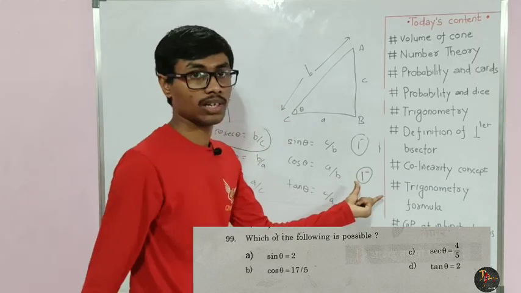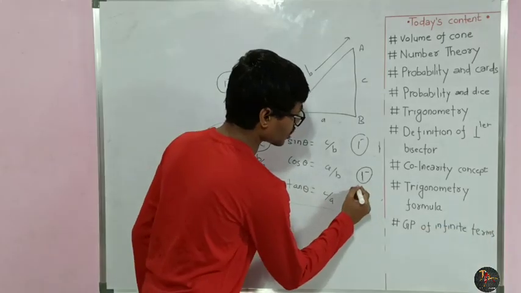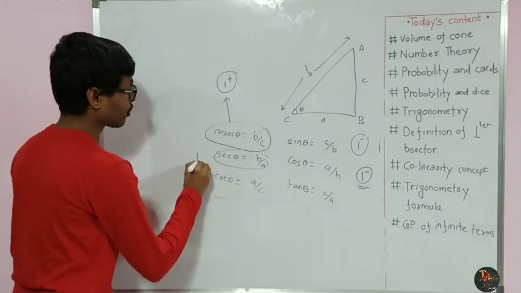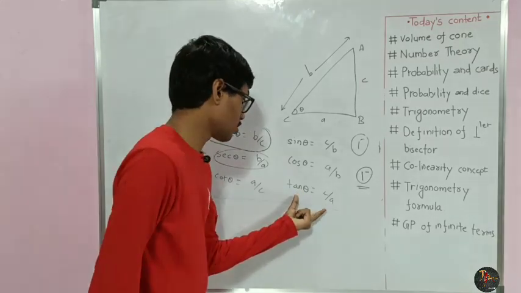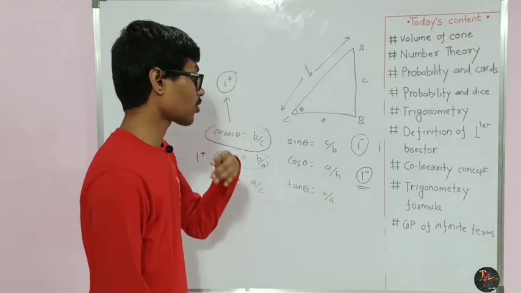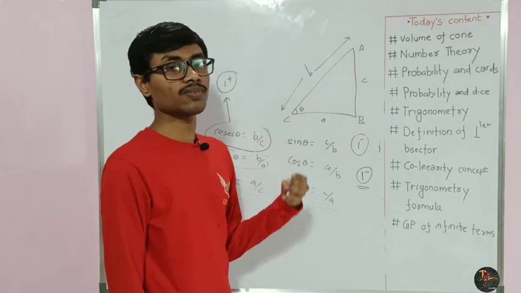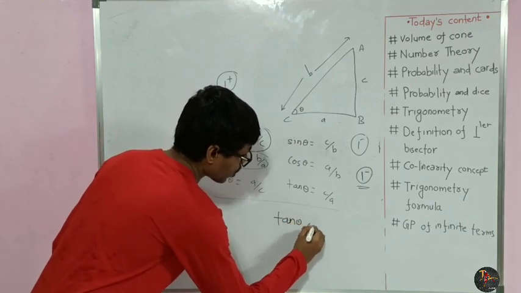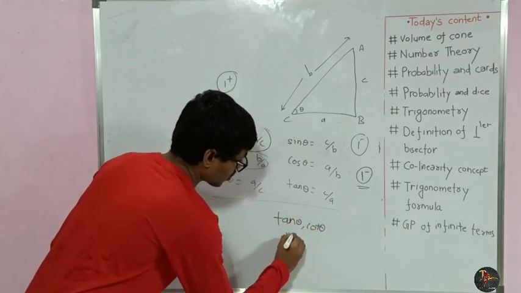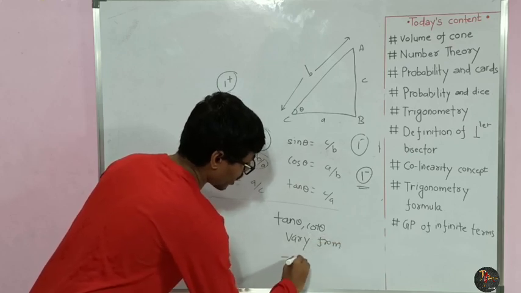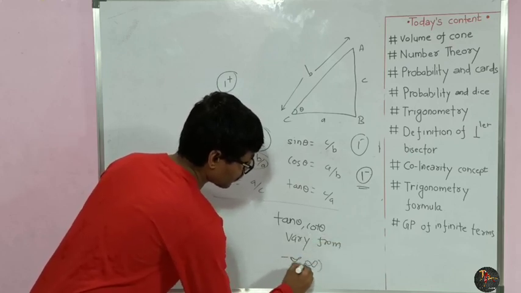Something minus from 1. So cos theta will be something less than 1. And similarly secant theta will be 1 plus. Now, tan theta and cot theta are those two values which can take from 0 to infinity or minus infinity to infinity. Tan theta, cot theta vary from minus infinity to plus infinity.